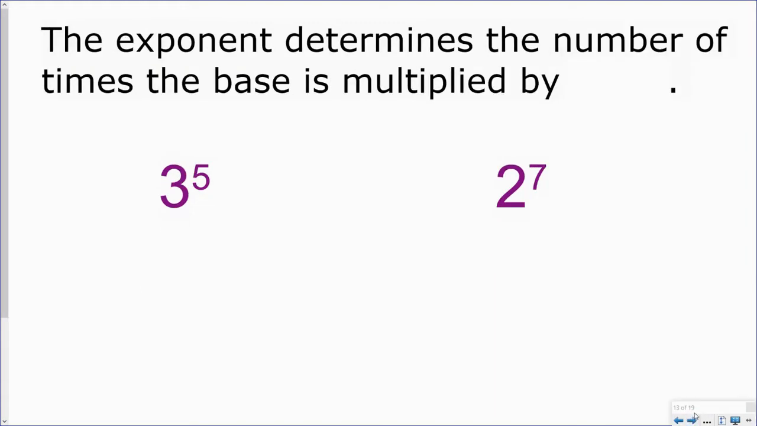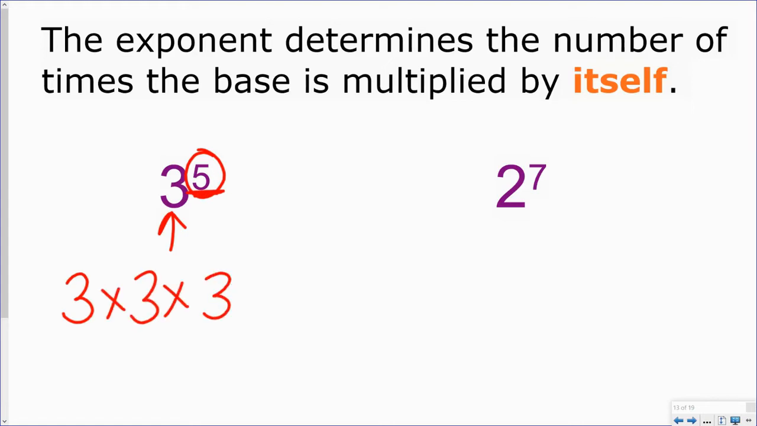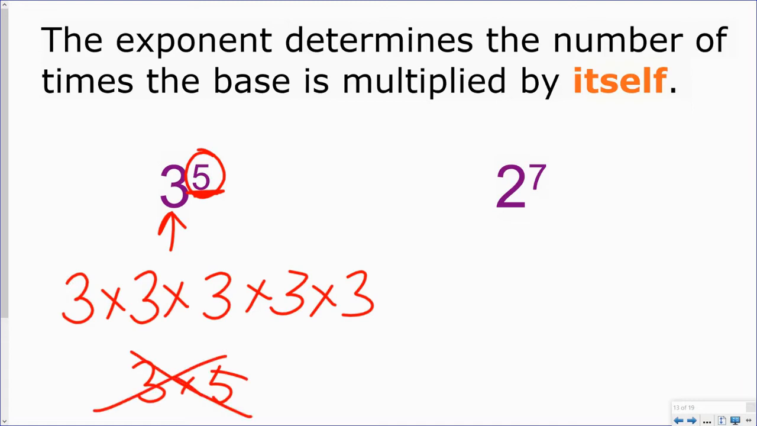And then the exponent determines the number of times that that base is multiplied by itself. So in this case, we have an exponent of 5. So that means this 3 is going to be multiplied by itself 5 times. So it will be 3 times 3 times 3 times 3 times 3. It is not 3 times 5. That is not what that means. It means this 3 is multiplied by itself 5 times.